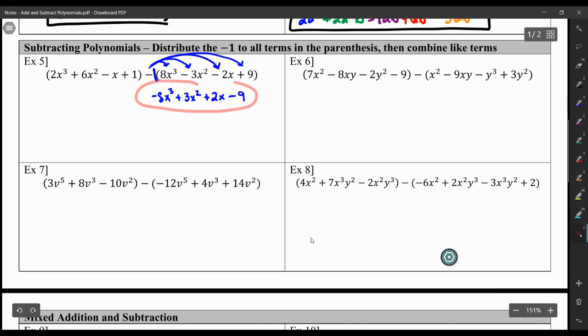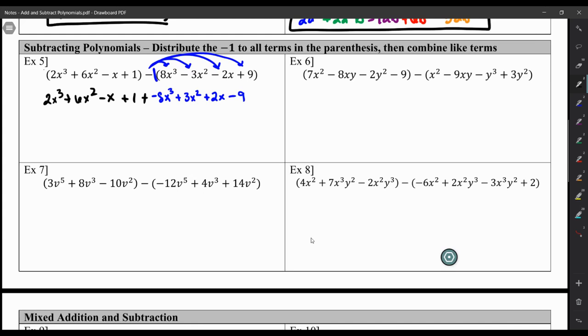Now that we have distributed the negative, we can simply drop down this first one because there's no negative sign out front. So we can just drop down the first one without the parentheses because, again, multiplying through by a positive 1 will do nothing. Now that we have distributed this negative, we actually are adding these polynomials together. So now we can do the same thing we did in the previous examples and combine like terms.